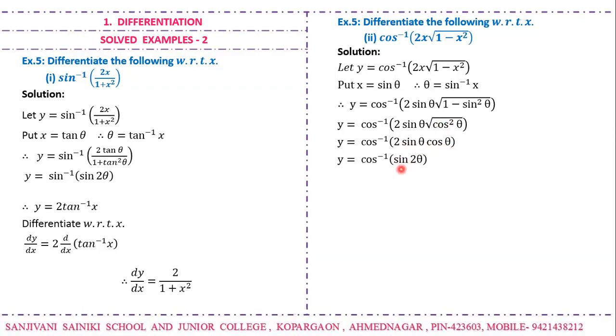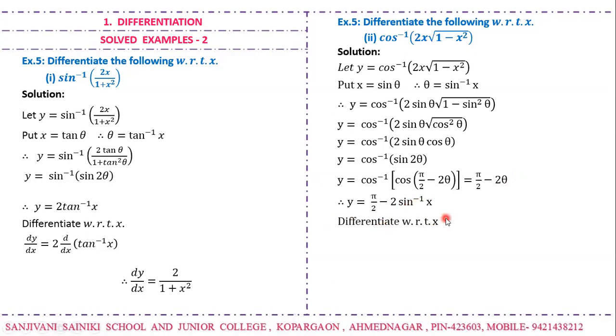So now here there is cos inverse and we get sine. So here you have to use the allied angle formula, so that cos of 90 minus theta is sine theta. So now we get cos inverse and cos, which cancel each other and, by using the property of the inverse trigonometric function, y is equal to pi by 2 minus 2 theta. So theta is equal to sine inverse of x. We put that value here and then differentiate with respect to x.